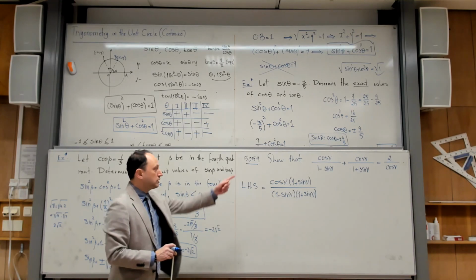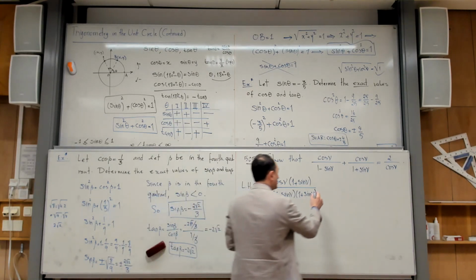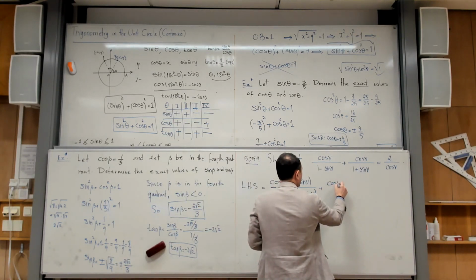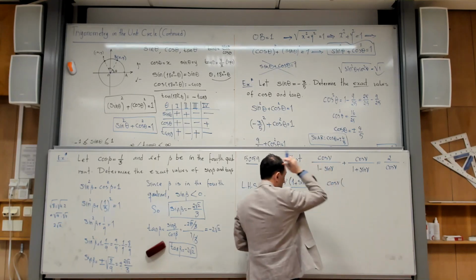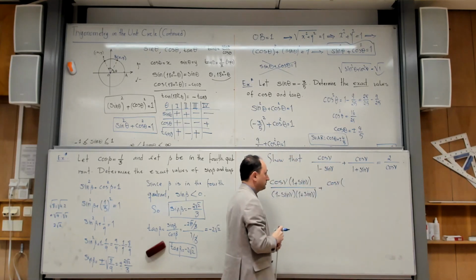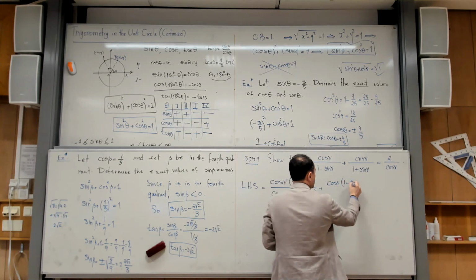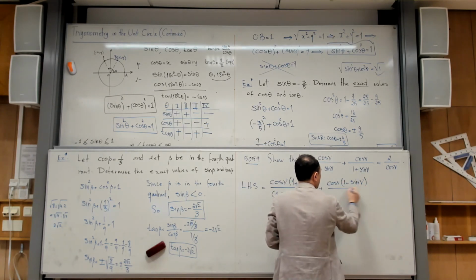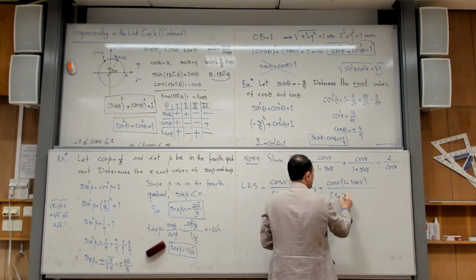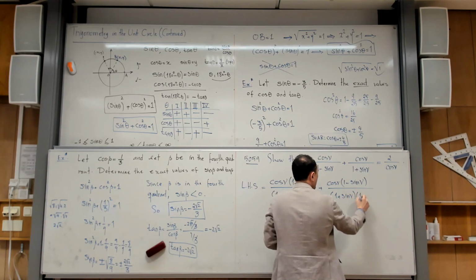Okay, so I will do the same thing for the next fraction. So what I'm supposed to do, it becomes cosine nu, and then I multiply this by what this time? 1 minus, yes. 1 minus sine nu divided by 1 plus sine nu multiplied by 1 minus sine nu.